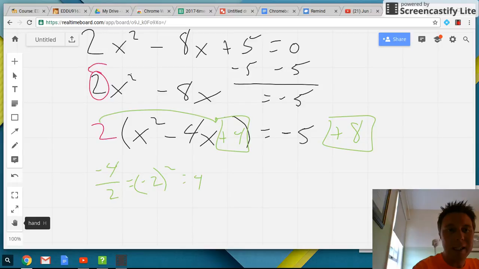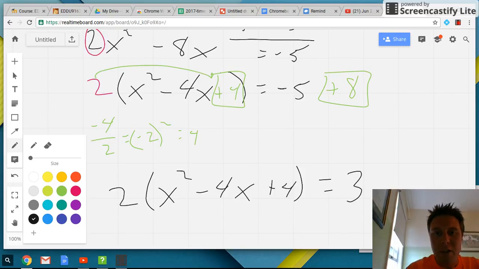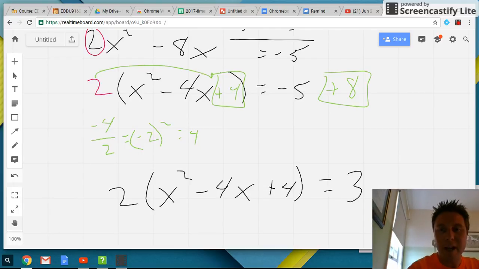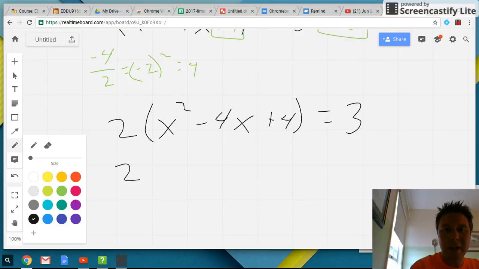So from here, if I clean it up a little bit more, I can say this is 2 still on the outside of x squared minus 4x plus 4 equals, and then I have a negative 5 plus 8, that's going to be a positive 3. So I have completed the square. What I can do is condense it down a little bit more, factor it since I have my perfect square trinomial. And when I do that, the 2 still stays on the outside, and I end up with x minus 2 squared is equal to 3.